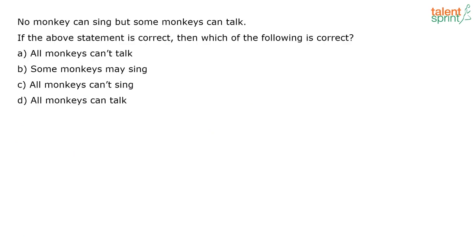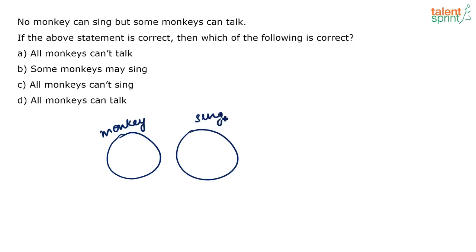Next one. No monkey can sing, but some monkeys can talk. If the above statement is correct, then which of the following is correct? Try this one and give me the answer. Let us solve this. Now, no monkeys can sing. So how do you represent that? No monkeys can sing, but some monkeys can talk. So some monkeys can talk, correct? So this is how you represent it in terms of its basic diagram.